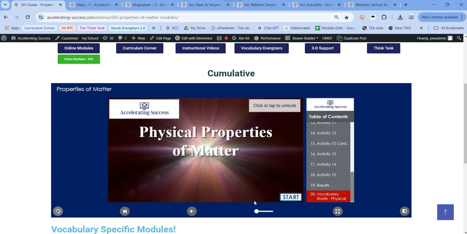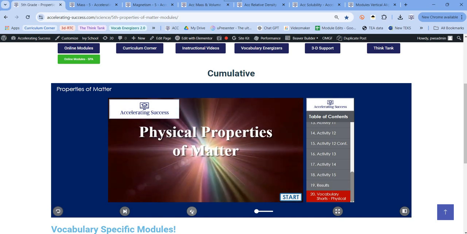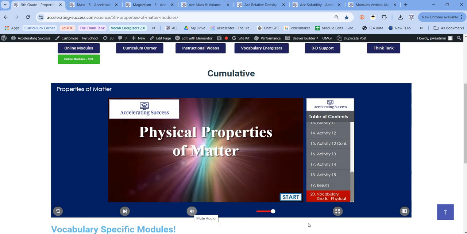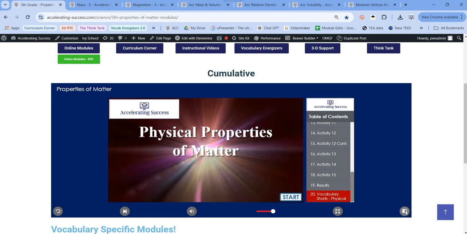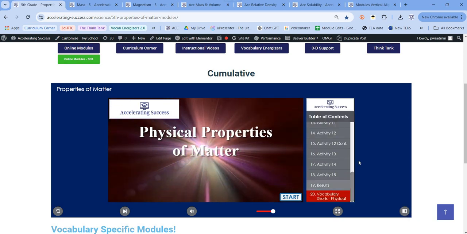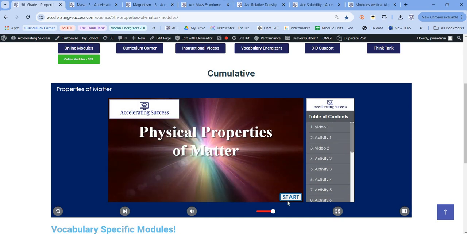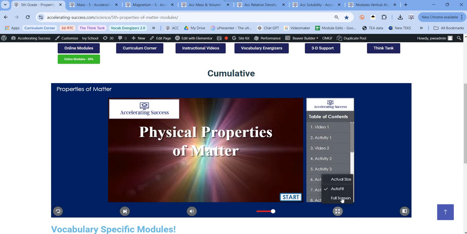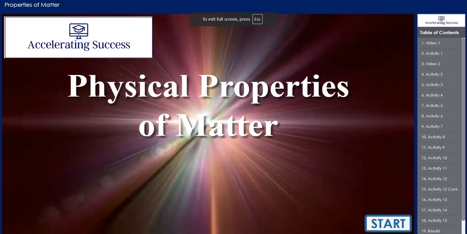All right, so I'm going to reset this module, bring it back to the beginning. And then this button is for the volume. Right there, you can turn your volume on and off, so you can toggle that based on the different situations. The button to the far right is going to allow you to hide or show the table of contents. Some people prefer to navigate from the table of contents. Some people prefer to navigate just using the buttons on the screen. And then last but not least, this button right here allows you to go full screen.